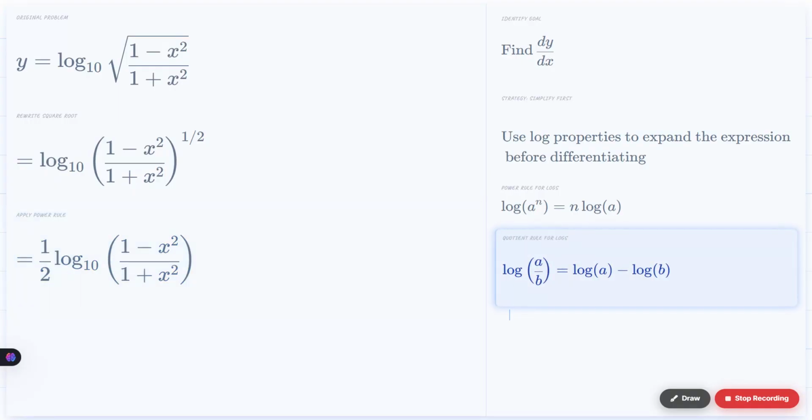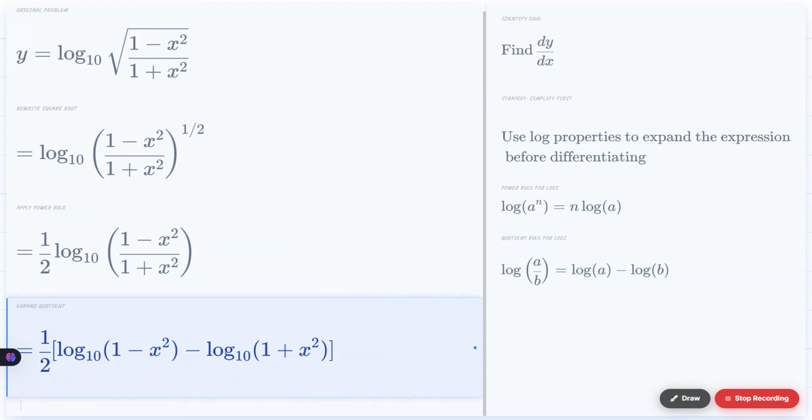We look at the rule for logs with division. We do this to prepare to split the fraction. The rule says the log of a fraction is the log of the top minus the log of the bottom. We split the log into two separate logs. We do this to make each part easier to work with. We subtract the log of 1 plus x squared from the log of 1 minus x squared.